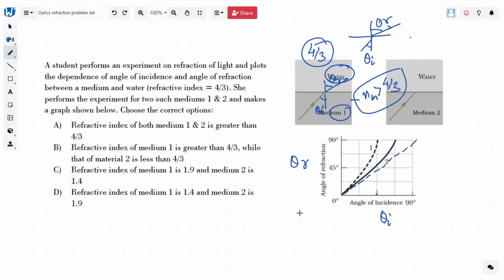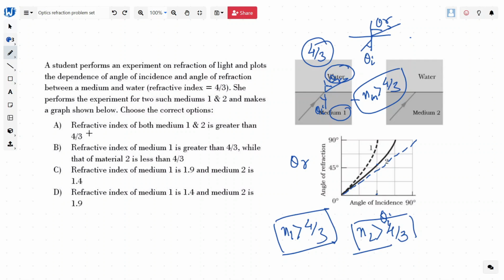So the refractive index of both medium 1 and medium 2 is greater than 4/3, which is water, and it is quite easy to see from the position of this chart. So the first one, refractive index of both medium 1 and 2 is greater than 4/3, is correct. The refractive index of medium 1 is greater than 4/3, while that of medium 2 is less than, is incorrect. Now, refractive index of medium 1 is 1.9 and so on.